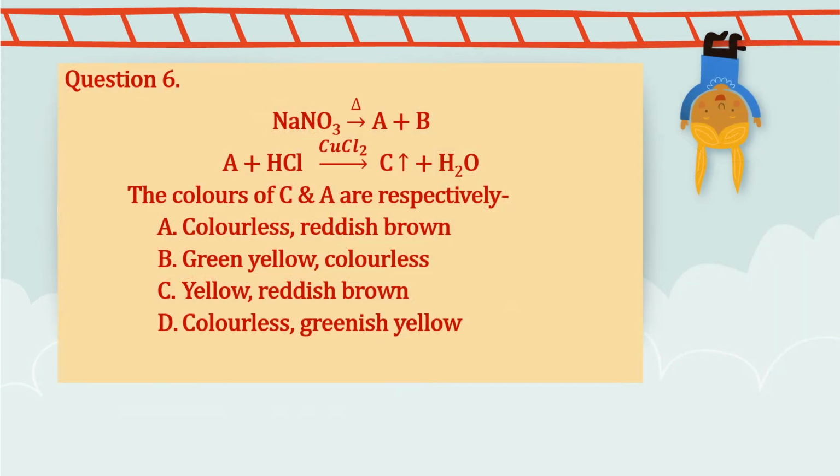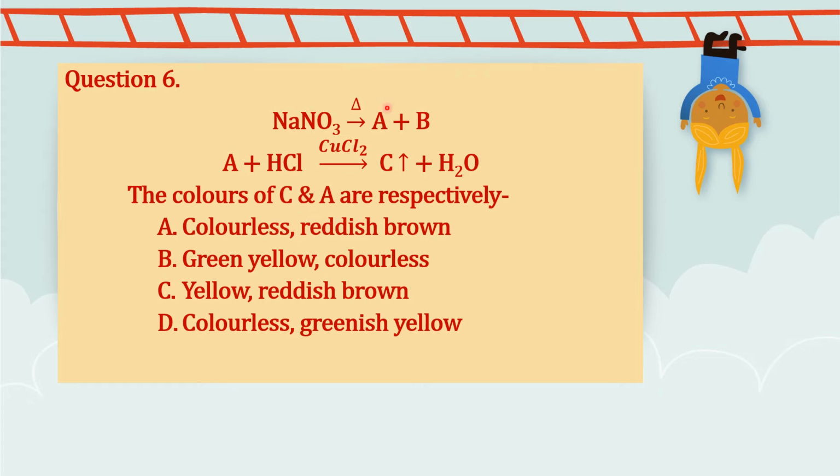Now the next question that we have is that NaNO3 on heating gives us A plus B. A with HCl in the presence of copper chloride will give us a compound C, which you can see is going to be a gas, and along with that water is going to be formed. And you have to tell what is going to be the color of C and A.